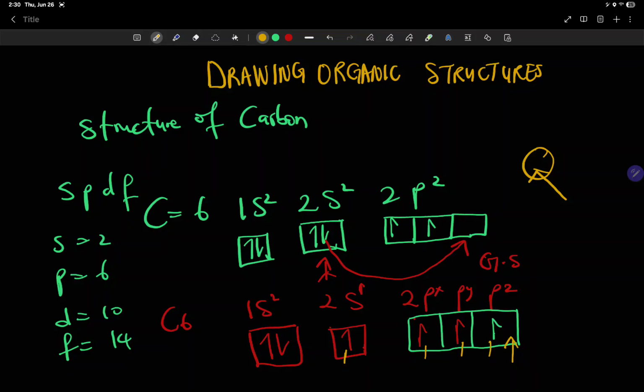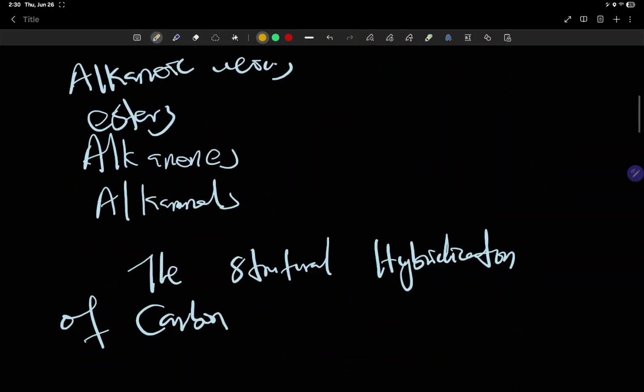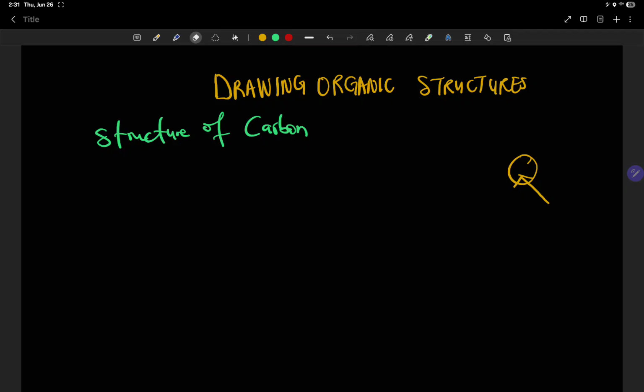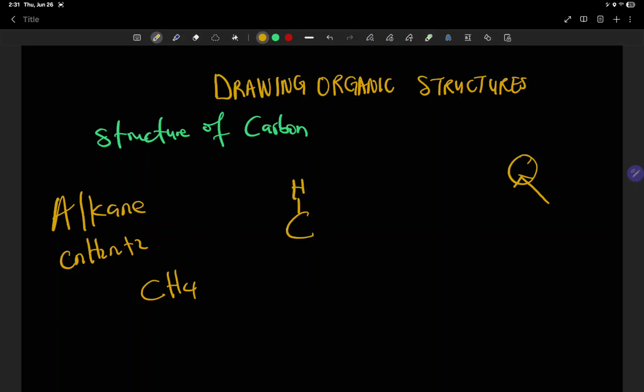So now let us take a look at something very quickly. Drawing the basic structure of carbon, we have C for the first member of the alkane family. The general formula is CnH2n+2. We have C times 1 is C, 2 times 1 is 2, plus 2 is 4. Now we have CH4, which is methane. When we draw it, it's going to look something like this. This is how the structure looks.